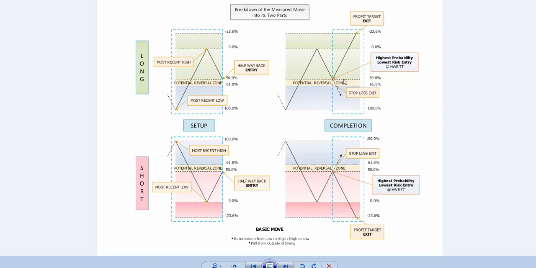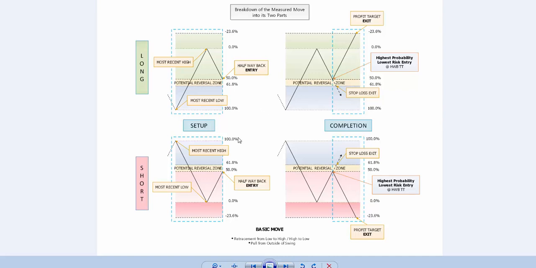The completion happens when one of two things happens. It either doesn't respect its 50 and stops out at its 61.8% line, or it bounces from its 50 and completes its profit target. The profit target is the exit. We have the highest probability and lowest risk entry at that 50% retracement with the 61.8% line as a stop.